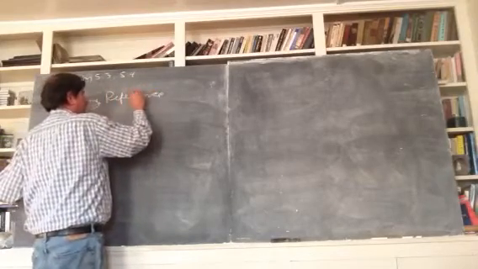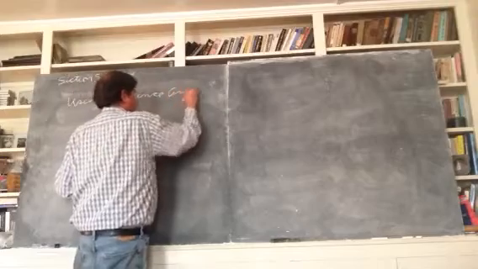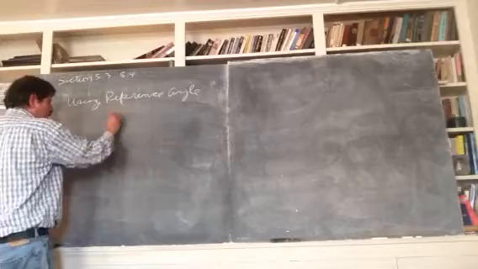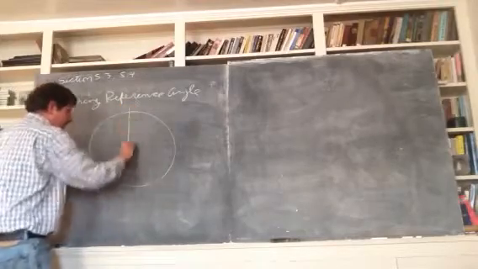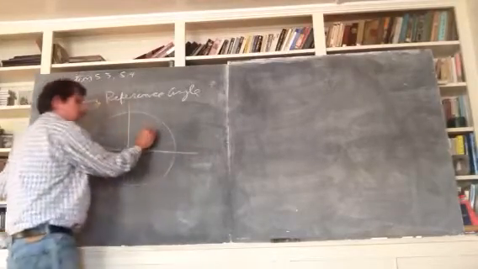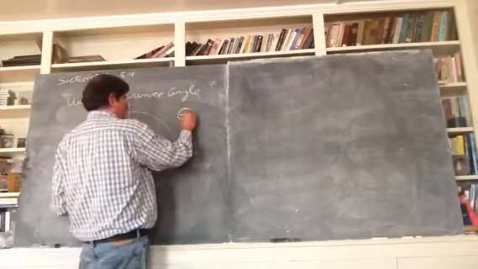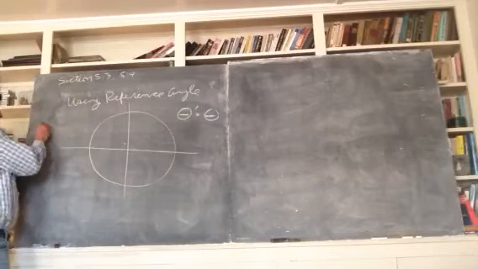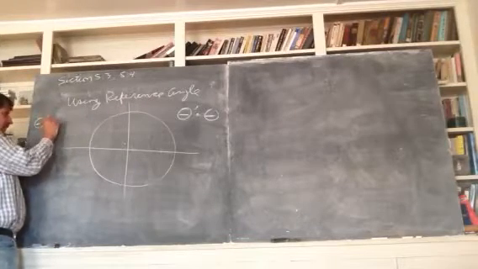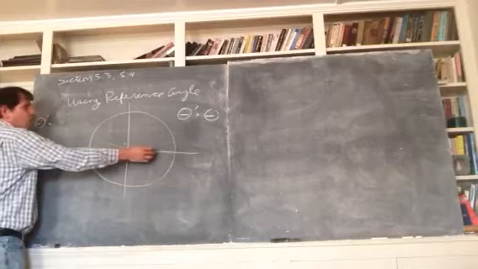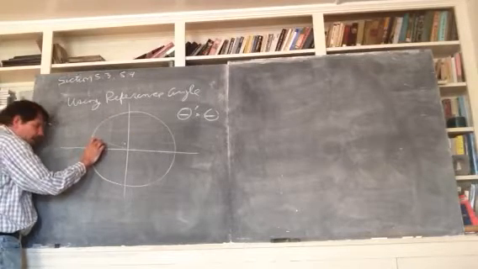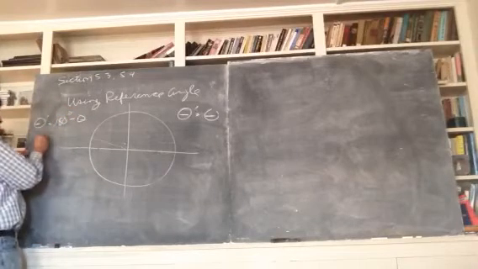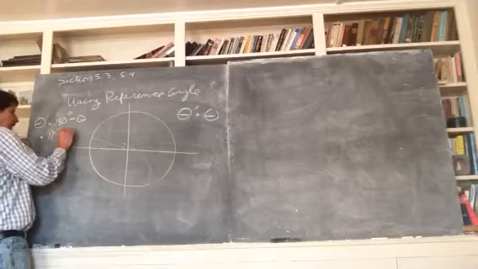We finished the last tape with this: using reference angles. If you recall, here's a coordinate plane. In the first quadrant, the reference angle is just theta. In the second quadrant, you obtain a reference angle by taking 180 degrees minus theta, or in radians, pi minus theta.